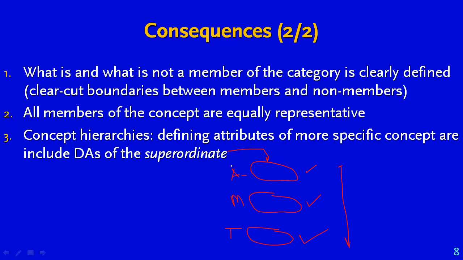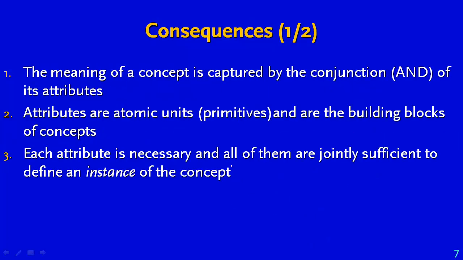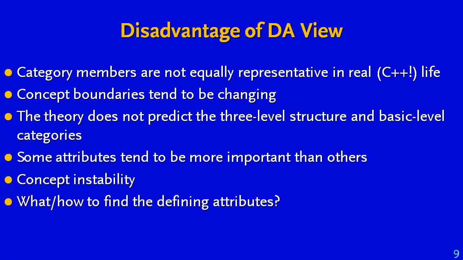Okay, so that's just to review the Frege approach. Basically what you do is you discover the attributes, your semantic units, the building blocks of your concept, and you build your concept from these attributes. And these attributes are necessary and sufficient to specify what an object of the concept is. That's the first approach. What are the disadvantages of the defining attribute view?